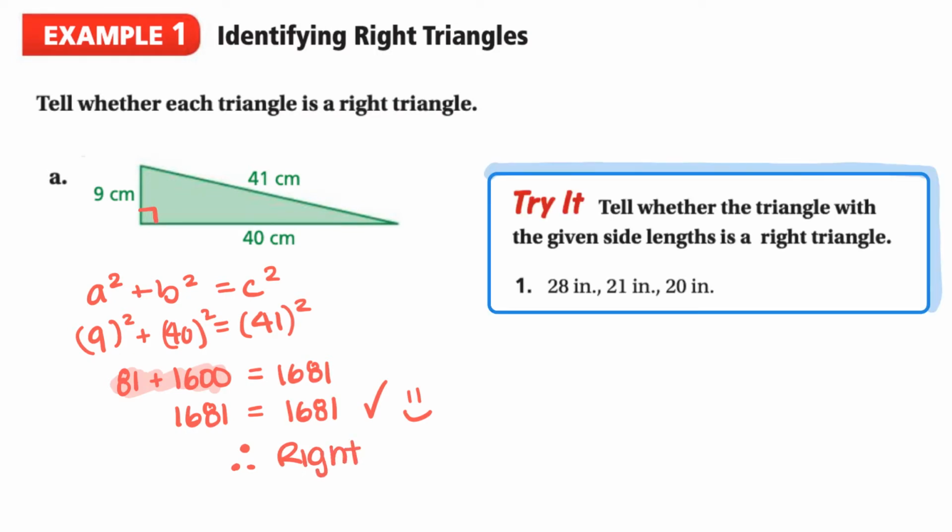So let's take a moment to pause the video to try this first question out. We want to tell whether or not this triangle here with the given lengths of 28 inches, 21 inches, and 20 inches is a right-angled triangle. Now remember, the hypotenuse has to be the longest side.